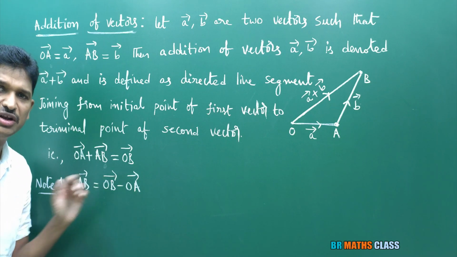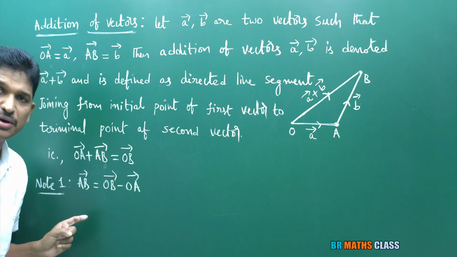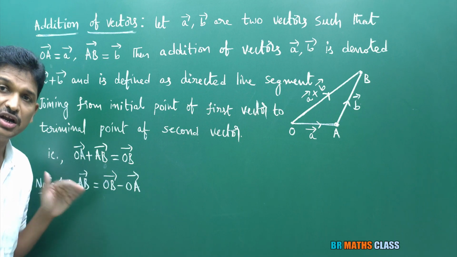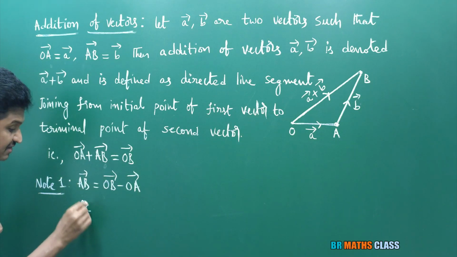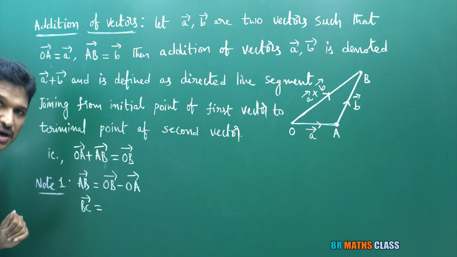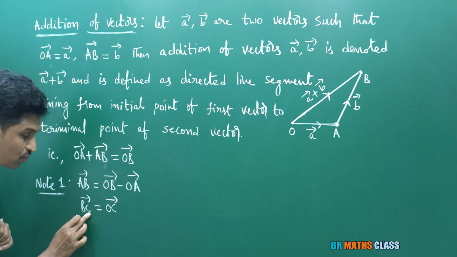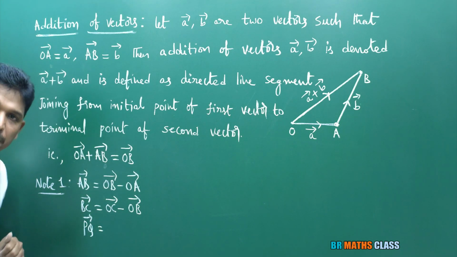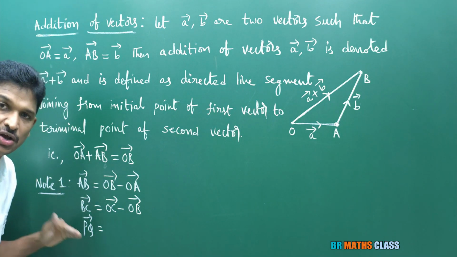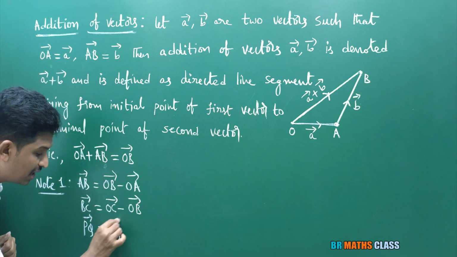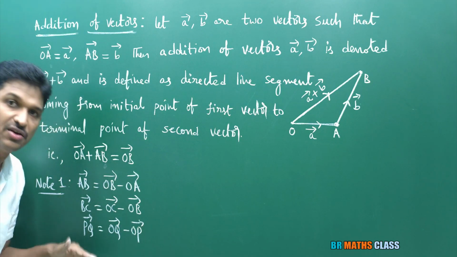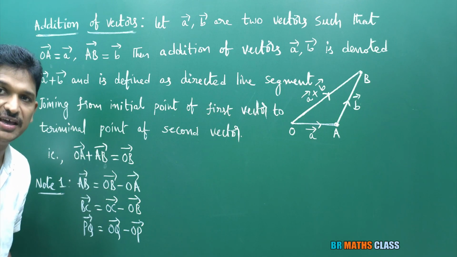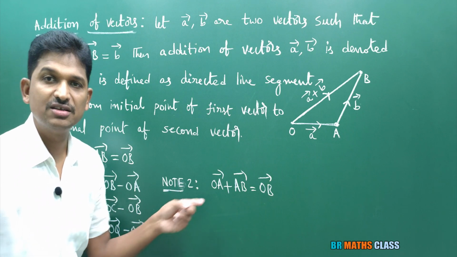This we use very frequently while doing exercise problems. Whenever you see AB bar, if you know OB bar, OA bar, then AB bar can be written as OB bar minus OA bar. Not only AB bar, suppose you saw somewhere BC bar. The vector BC bar can be written as OC bar minus OB bar. Suppose you want to calculate PQ bar. You know OP bar, OQ bar, already given that information. Then PQ bar can be written as OQ bar minus OP bar. This is the point we use very frequently. How we got this? This we got from addition of vectors only.